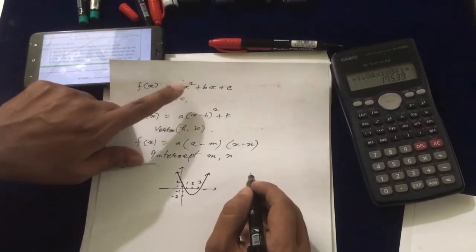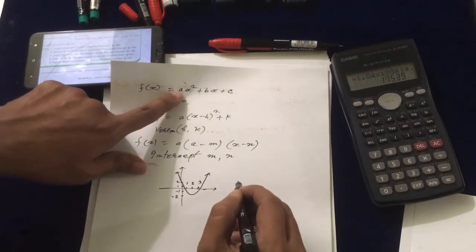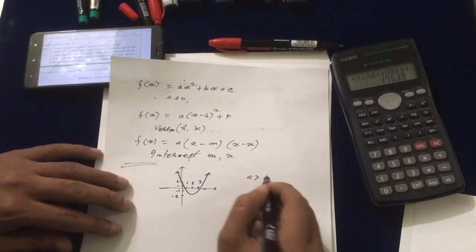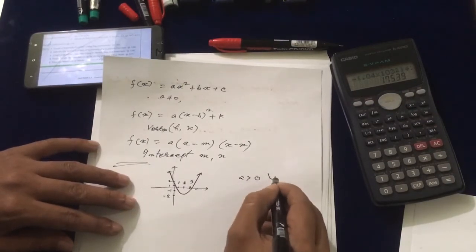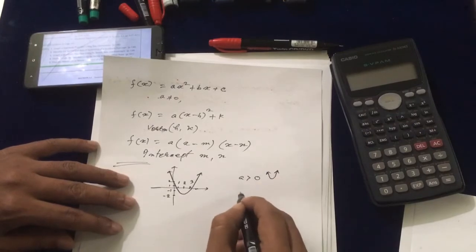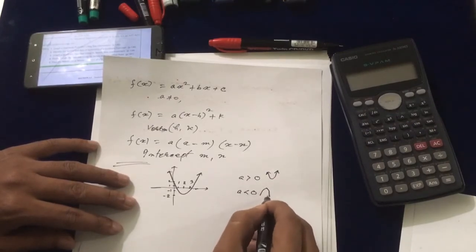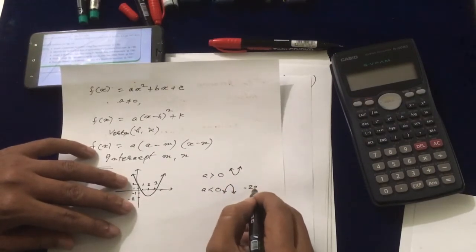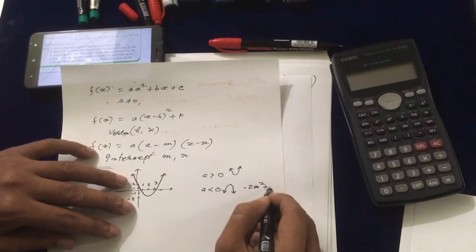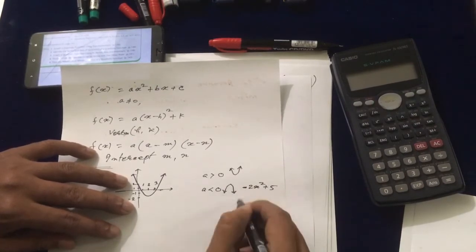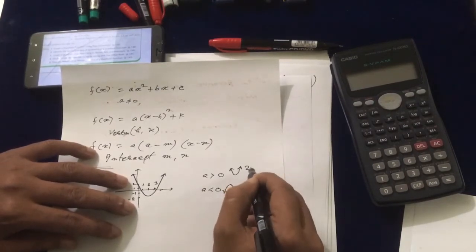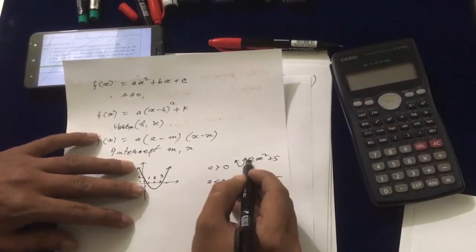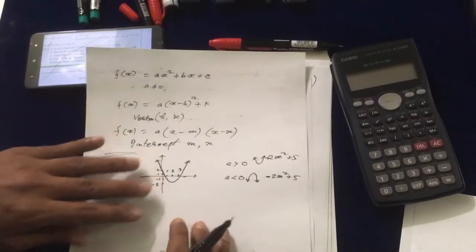And actually, if you look at this function, the value of a will define what type of shape it will be. If the value of a is positive, that means greater than 0, then the graph will be like this. If the value of a is less than 0, meaning a negative number, then the graph will be like this. Let me give some example. Let's say minus 2x squared plus 5. For the minus, the graph will be like this, and if it is 2x squared plus 5, then the graph will be like this. For the plus, the graph is like this. For the minus, the graph is like this.